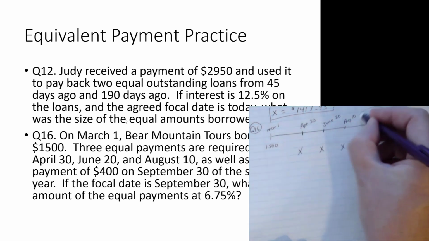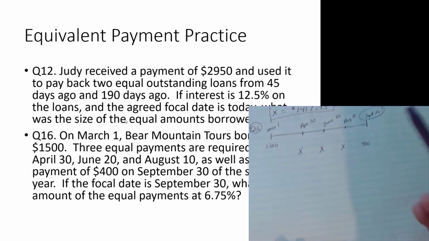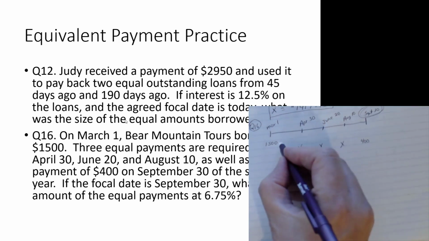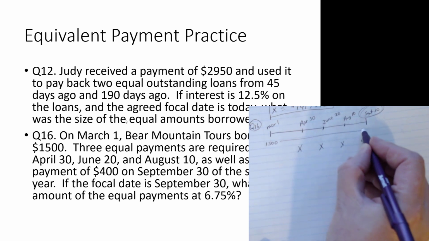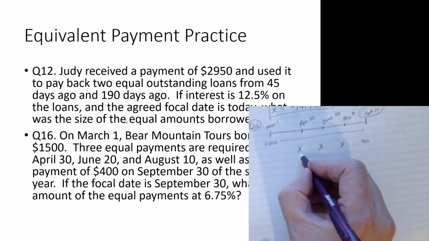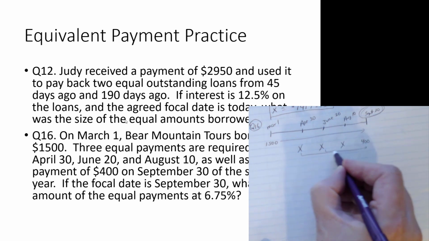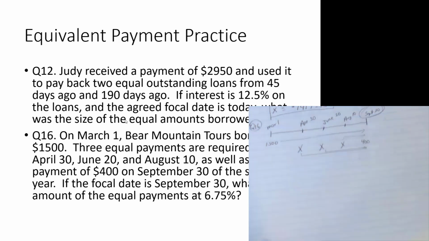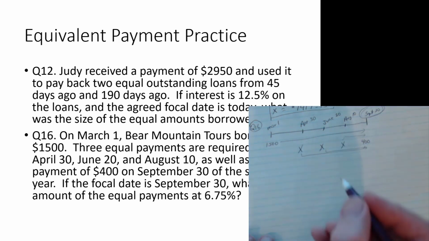And they select the focal date of September the 30th of that year. So that means the $1,500 has to be compared on September 30th, as does each one of those X's. The $400 is already in September 30th dollars, so it needs to be done there. So you can see, holy cow, lots of things happening here. Very cool. So, a long involved problem.